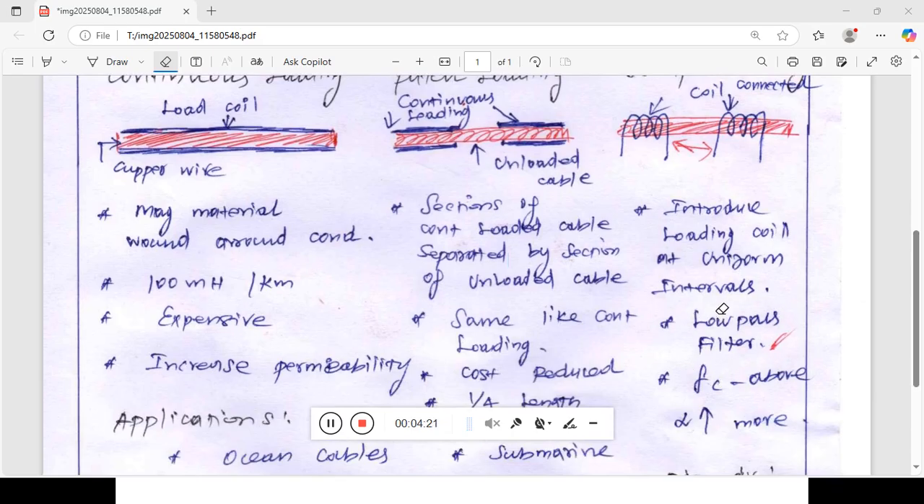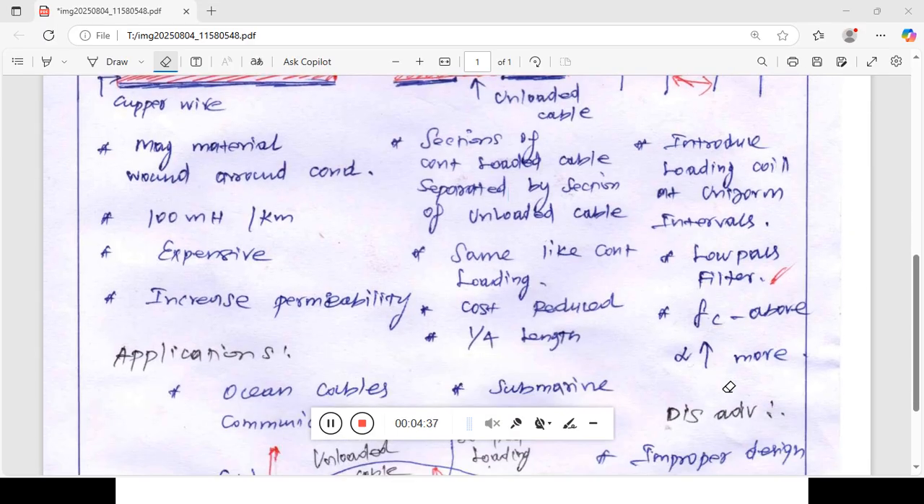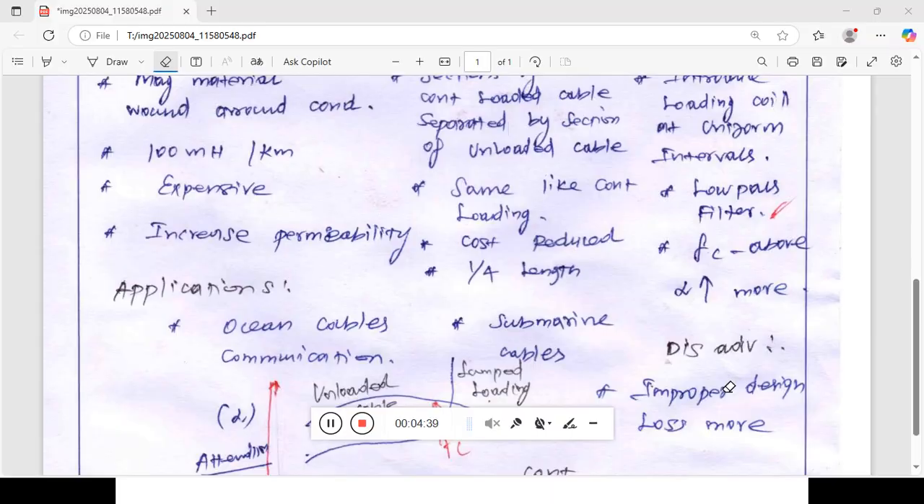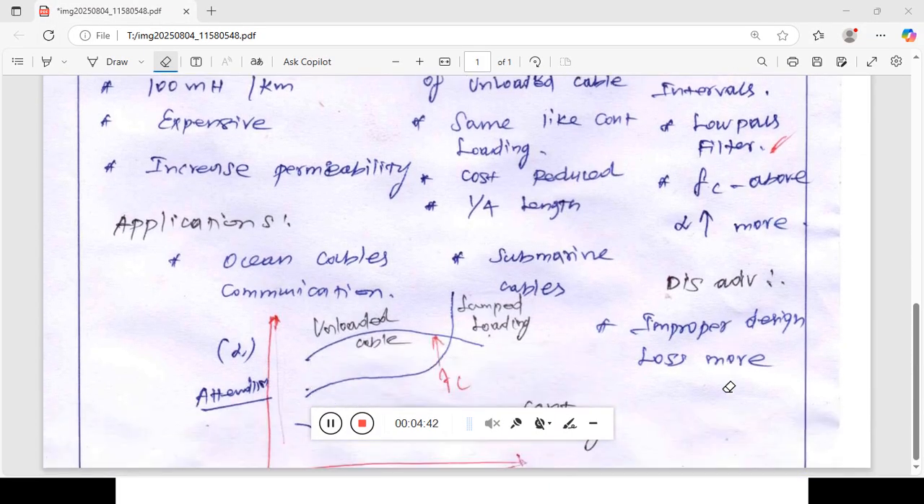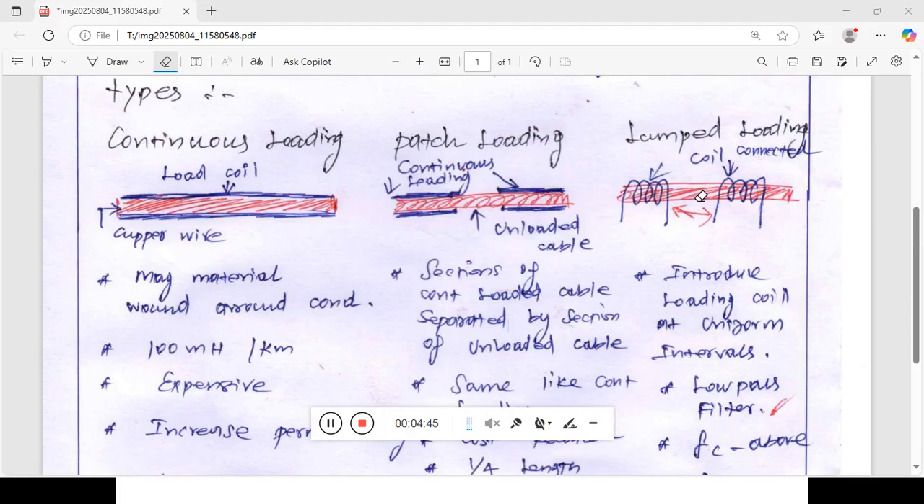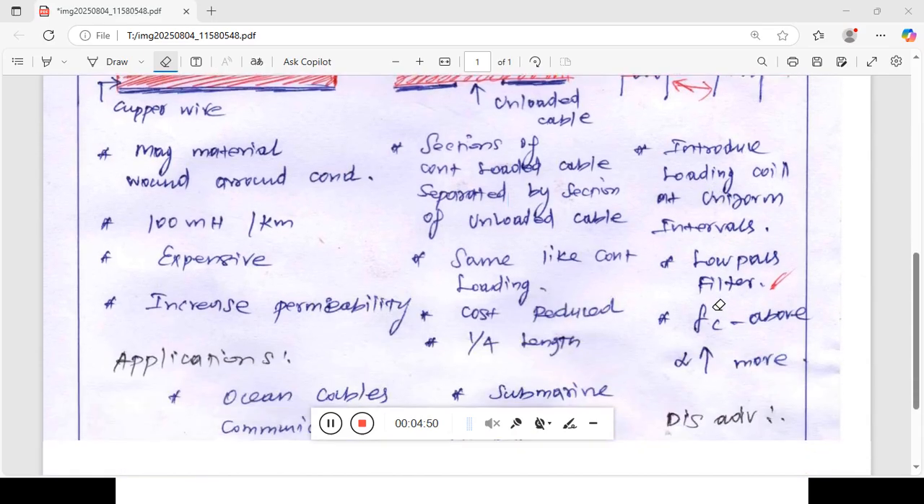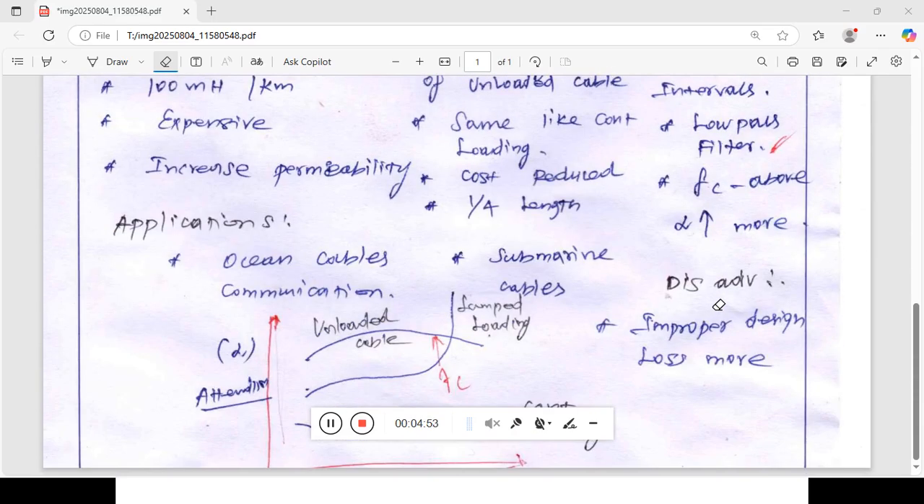What is a low pass filter? It only responds to low frequency signals. When you reach high frequency, the attenuation becomes very high. So it attenuates the entire signal after the cutoff range. For higher frequency, alpha will be very huge. The major drawback of this method is that you need to design the lump loading properly. If you do not design it properly, the losses will be very high. Compared with the previous methods, you need to design it very carefully.